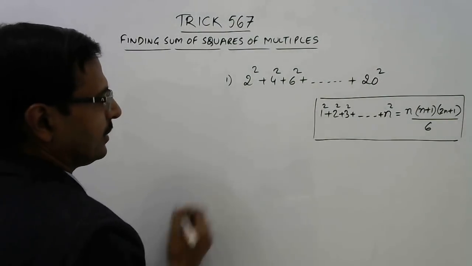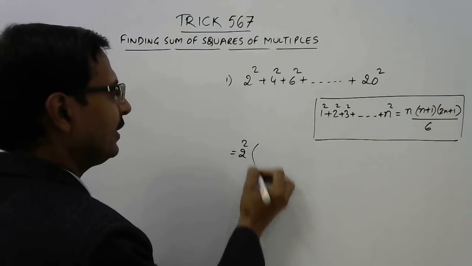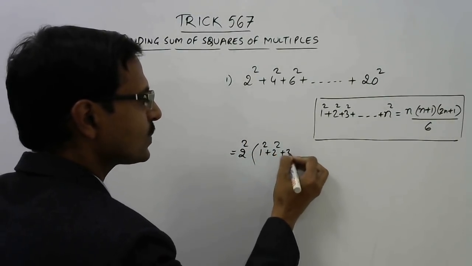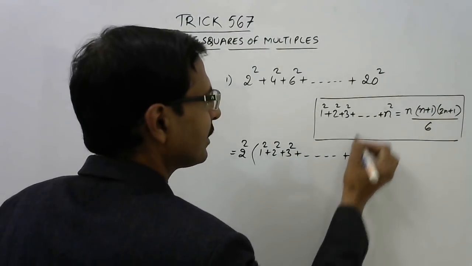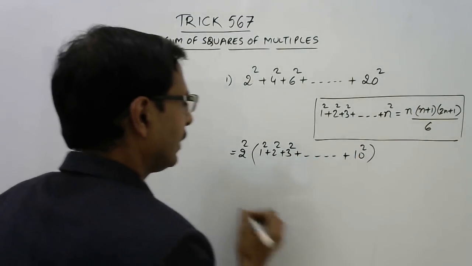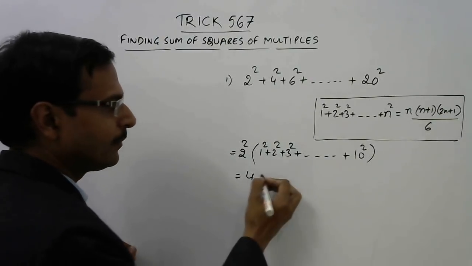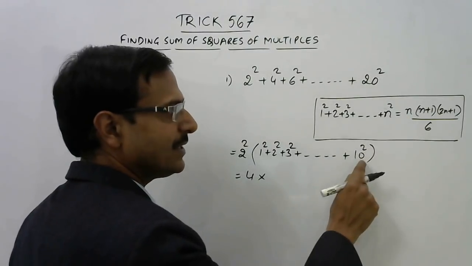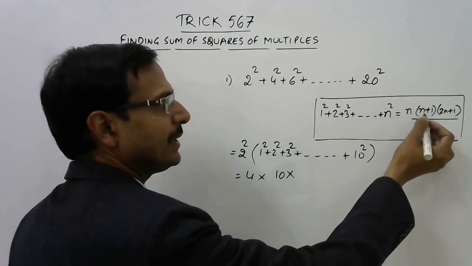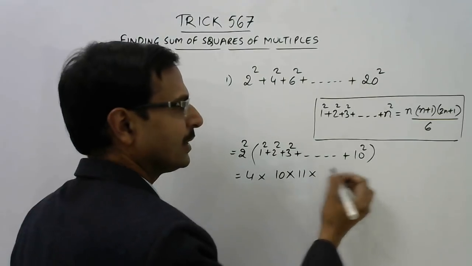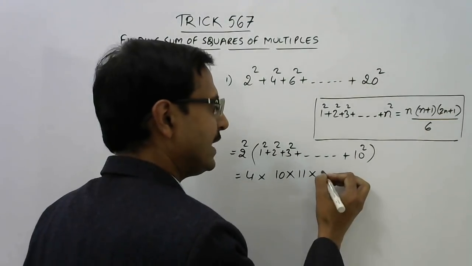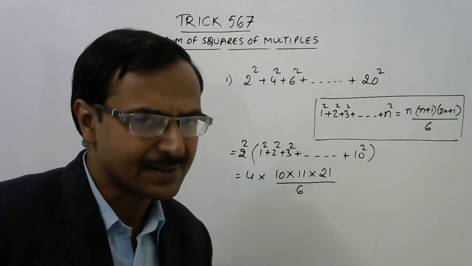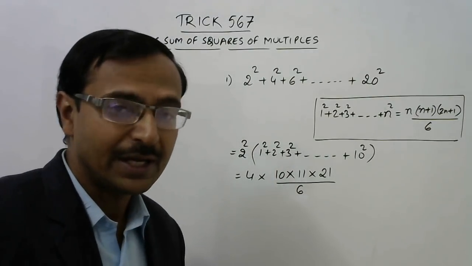Now see, in this question 2 square is common and what we are left with is 1 square plus 2 square plus 3 square plus up to the last number, which will be 10 square. Now this 2 square, 4, will be there and this can be solved using this formula. Now n is 10 here, so 10, 10 plus 1, 11, 2n is 20 plus 1, 21, by 6. Now we need to solve this to find the answer. That is a simple calculation and we get to our answer.